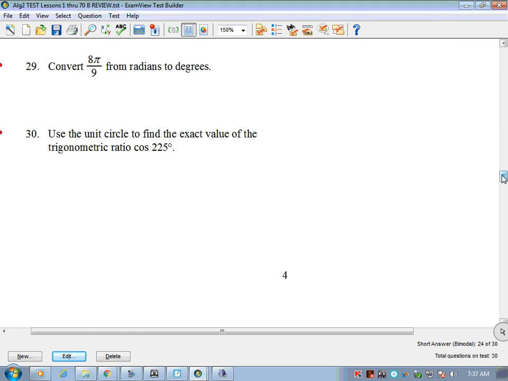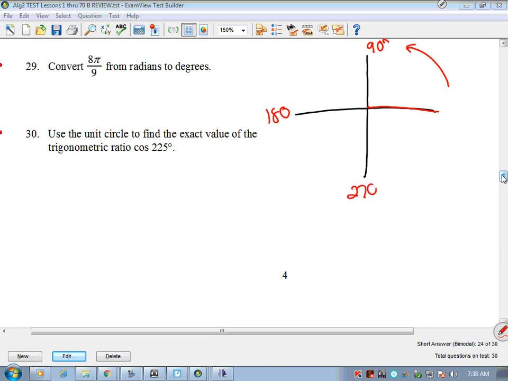Use the unit circle to find the exact value of the trigonometric ratio cosine 225 degrees. This is my initial side. 225 degrees is going to go counterclockwise. This is 90 degrees. This is 180. This is 270. So at 225, I am down here. I need to find out what my reference angle is. How many degrees past 180 have I gone? So I can take 225 minus 180. Appears that I've gone 45 degrees past 180.